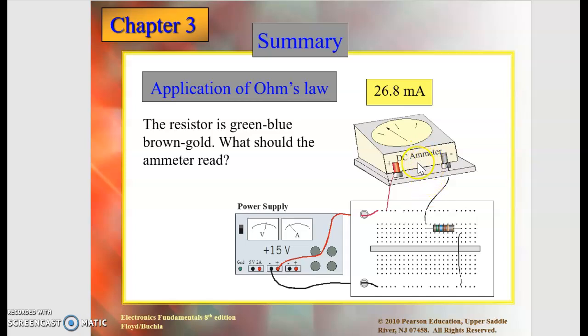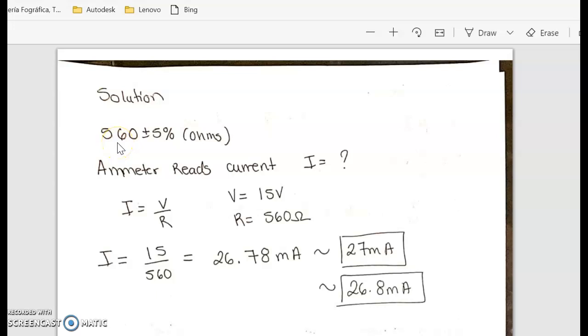So right here they're asking you, what would the ammeter read? What would the current of this circuit be? They give us the color representation of the resistor, and we are supposed to know what the green, the blue, the brown and the gold stand for. So in this example, that represents a 560 ohm resistor with a plus minus 5%. When they're asking what the ammeter reads, an ammeter measures current, so what they're asking you is what the current is for that circuit.